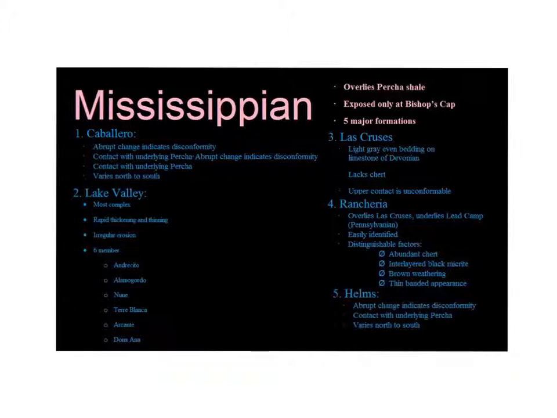The Lake Valley is a more complex one because it has rapid thickening and thinning throughout the area, and there's also irregular erosion. With this one, you'll have 6 different submembers. You'll have the Andresito, Alamogordo, Nunn, Terra Blanca, Arcente, and Dona Ana.